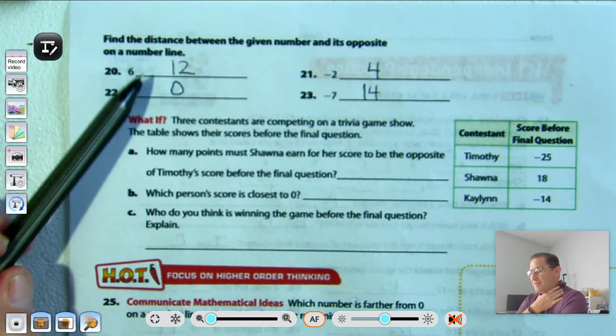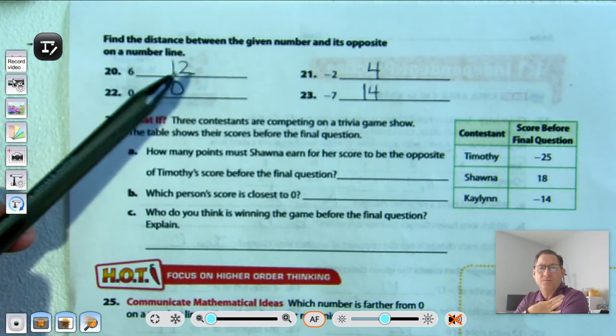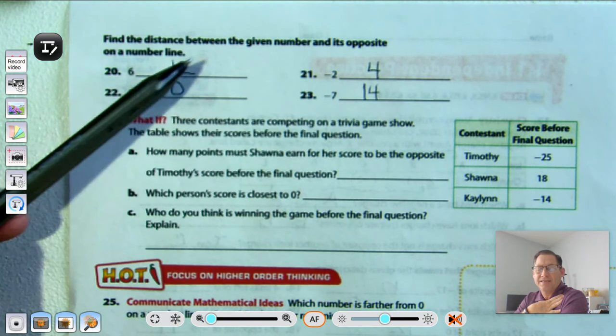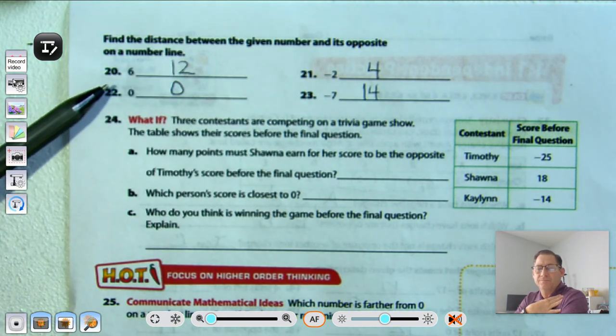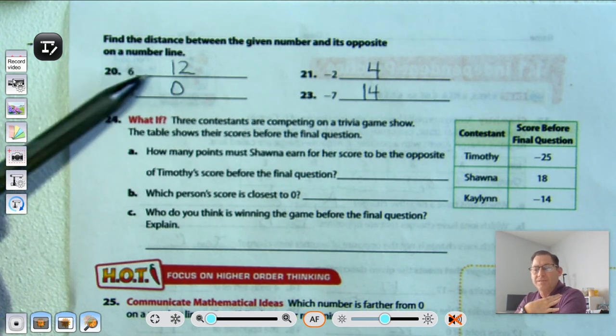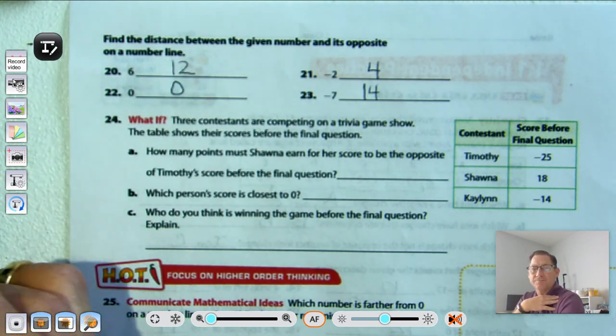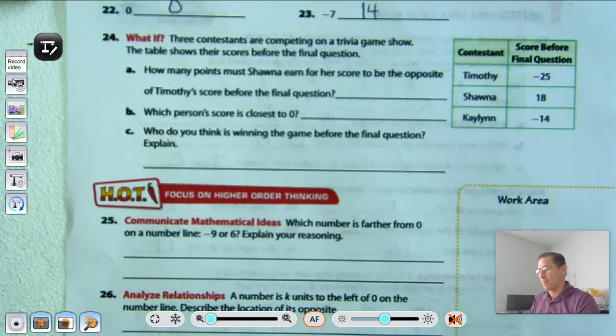So you might notice that to go from one number to its opposite, it's basically twice that number of units. Okay, because we're having to go back that number to get to 0, and then that same number to get to its opposite. All right, 24.